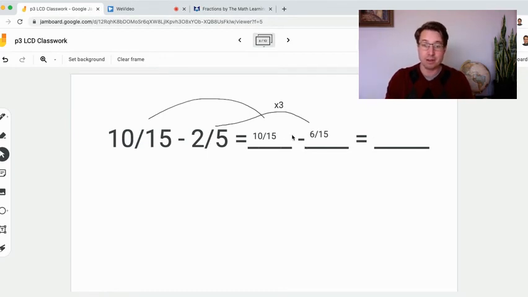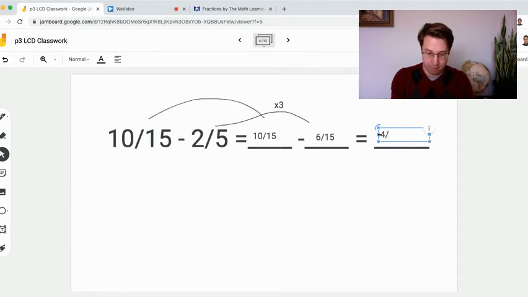It works. All right, so 10/15 minus 6/15 should be easy to solve. The denominator stays the same. 10 minus 6 is 4/15. Golden. Next one.